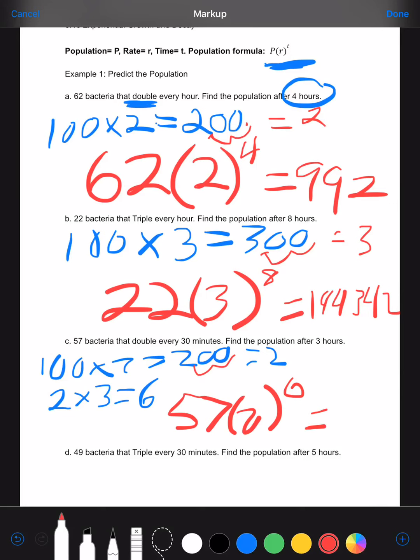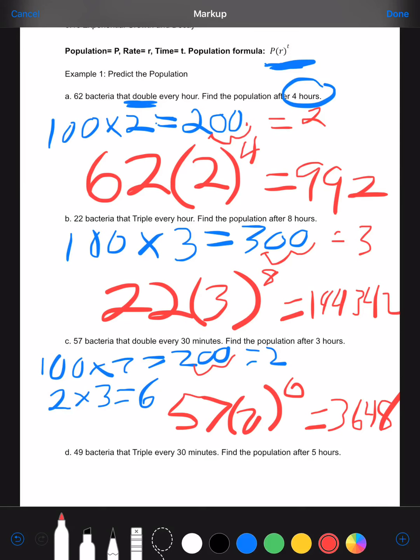So again, we're just going to plug that into our calculator. 57 parenthesis 2 parenthesis raised to 6th power. We get 3,648. And that's our answer. Okay?